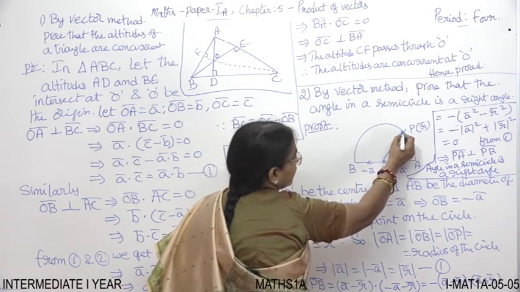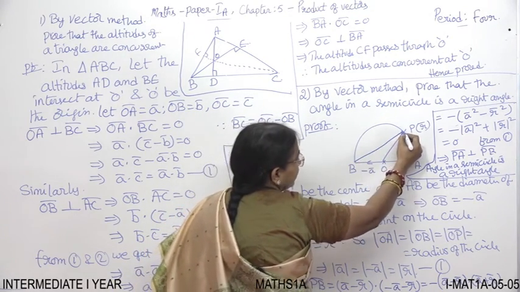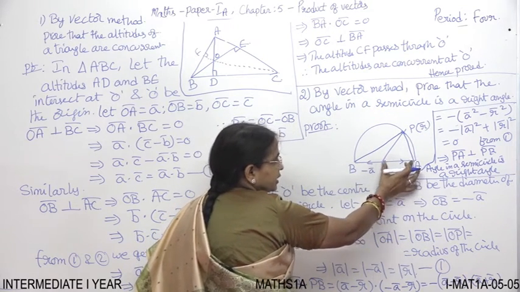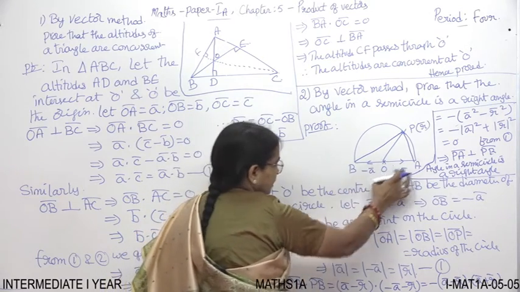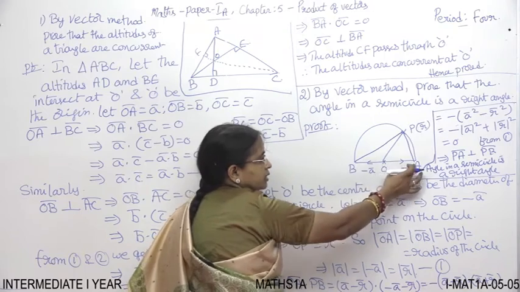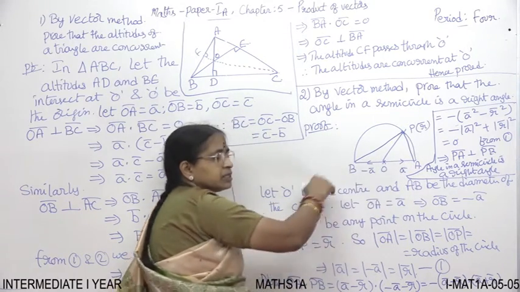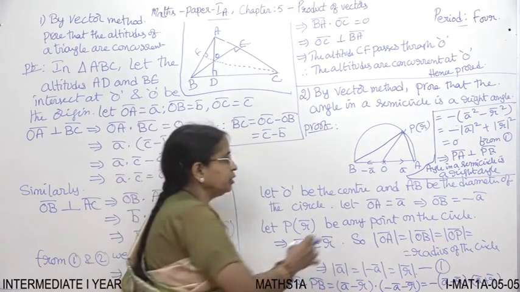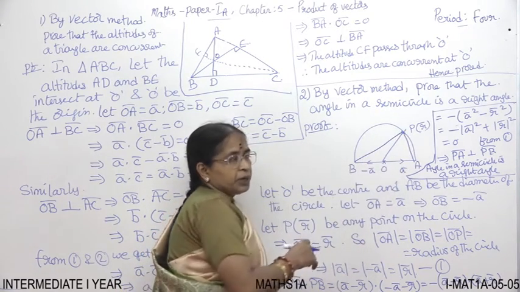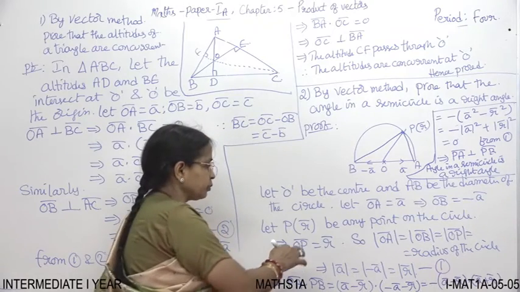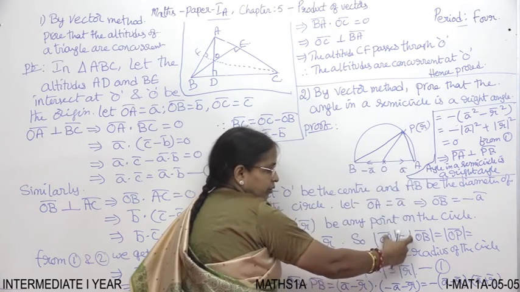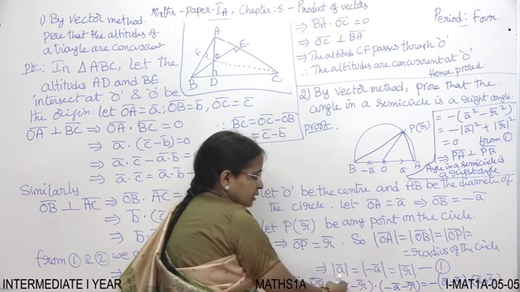Now angle in a semicircle is a right angle. To prove that, first we'll take the circle with center as O and radius A. So OA is A. The diameter is AB. So OA is A, OB will be minus A because it is in the opposite direction. So we'll take that vector as minus A and take any point P on the semicircle. Take its position vector as R. Then these lengths OP, OB, OA are all equal.